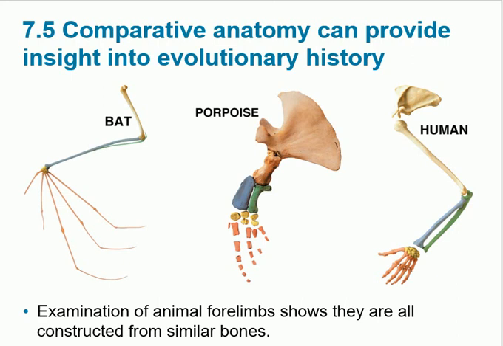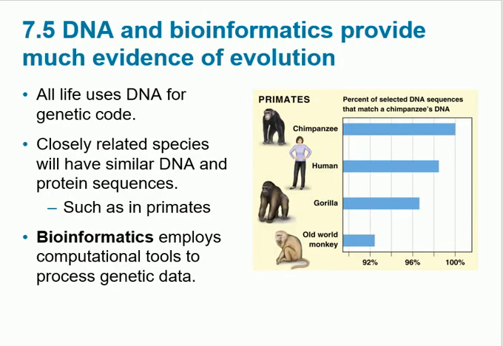If you compare a bat to the porpoise, which can survive on land and sea, to humans, you can see some similarities, but it's getting more complicated as you go. So if you're comparing those from anatomy, it can provide another evidence. The last evidence here, or the evidence that was added recently, is the DNA and bioinformatics as evidence of evolution.